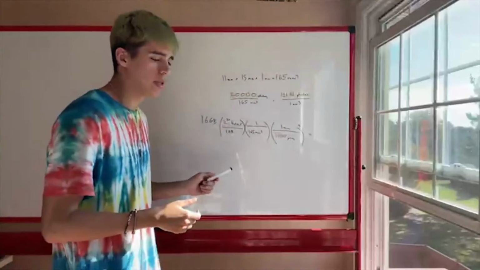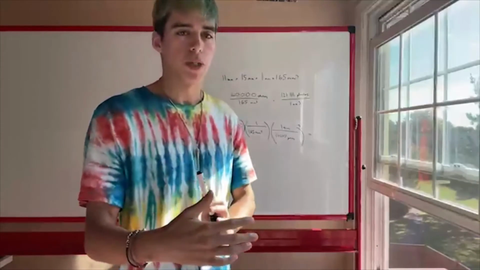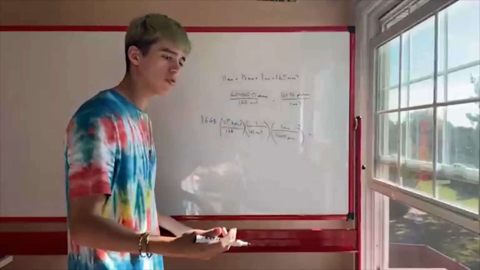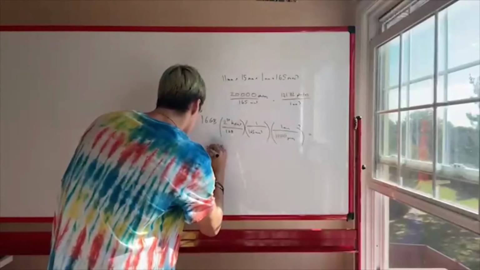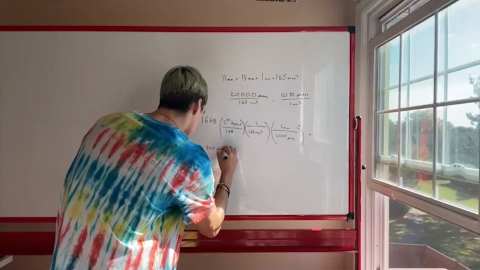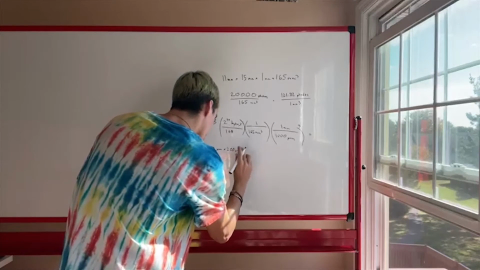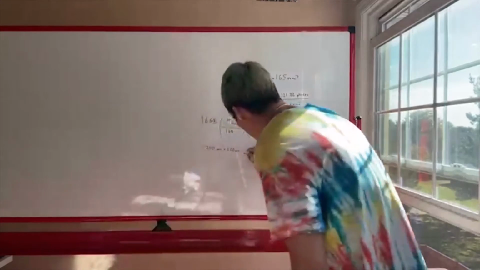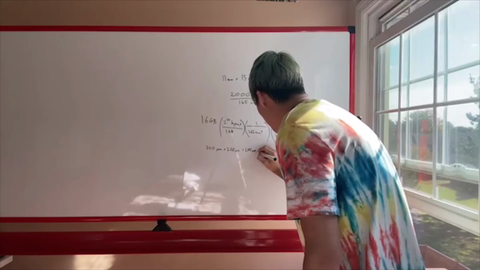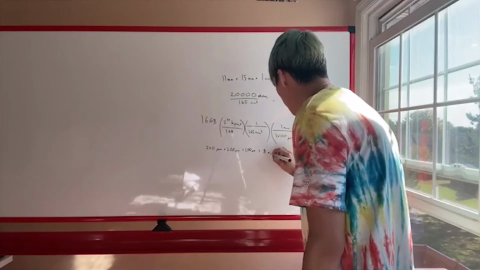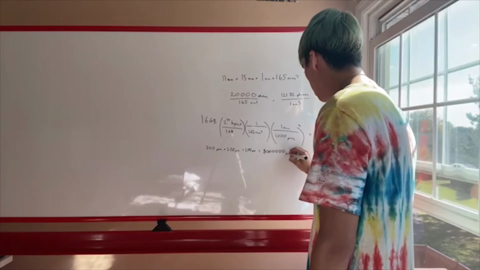And then since our final box is 200 micrometers by 200 micrometers by 200 micrometers, we can find out the total volume in micrometers cubed. Let me do that right now. And that's 8 million micrometers cubed.